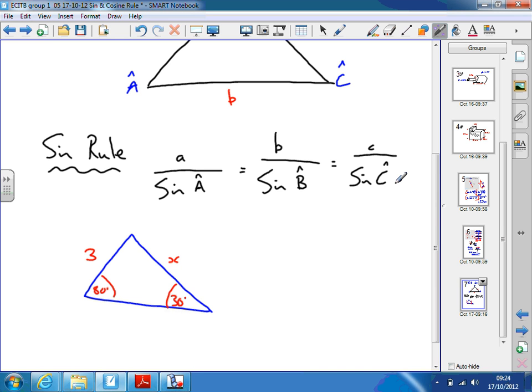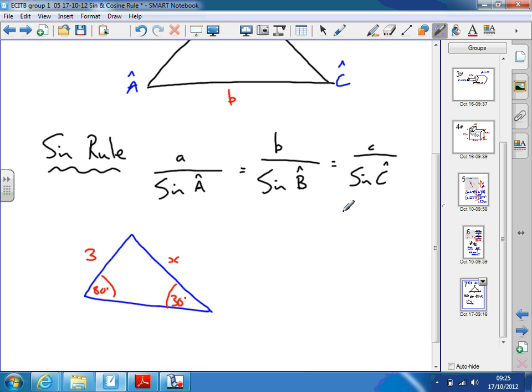We don't generally use all three ratios. The sine rule just states that these ratios are all the same. Basically, that's what the sine rule is saying. But in practice, we only ever use two. So I might use that the ratio of A to sine A is the same as B to sine B, or any of the others. So we actually only ever use two of the ratios. So don't let that confuse you.